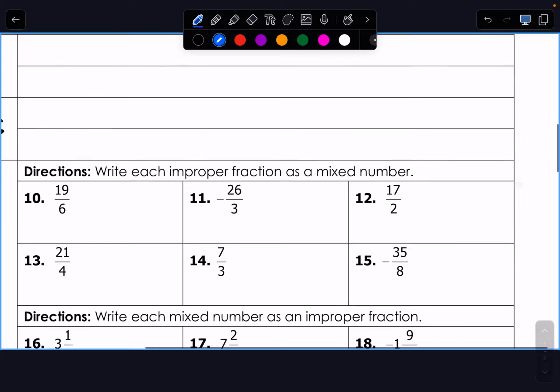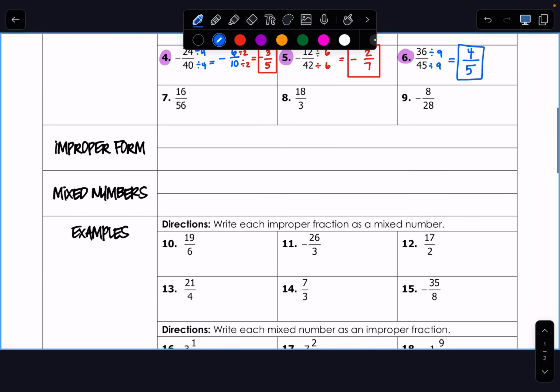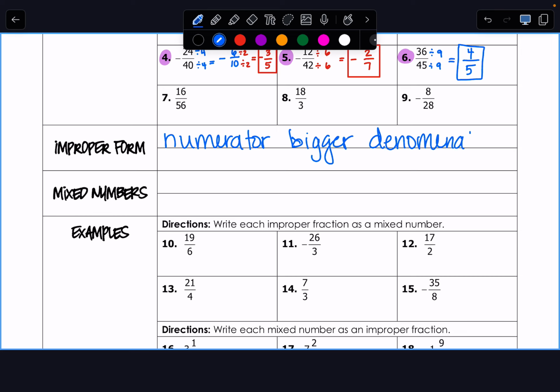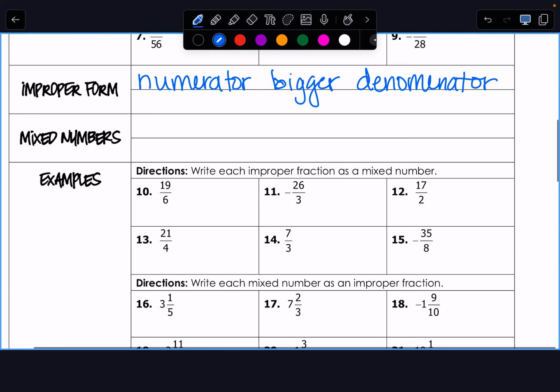Man, this is going fast. Let's talk about improper form and mixed numbers. Improper form, what does that mean? What's true about the numerator? Numerator is bigger than the denominator. Okay. Now, if we have an improper fraction, we can change it to a mixed number where we have an integer and a proper fraction.